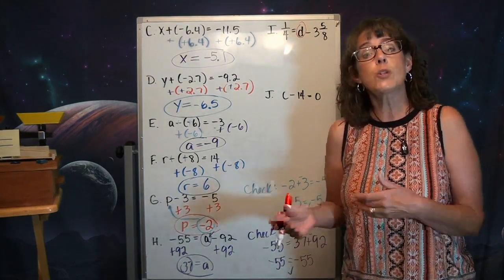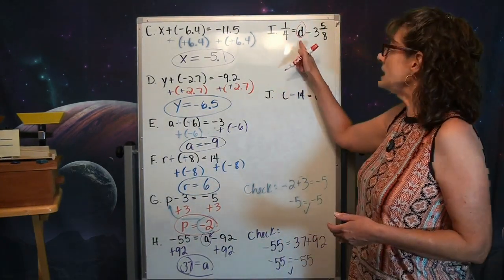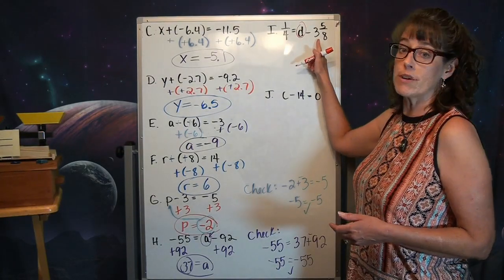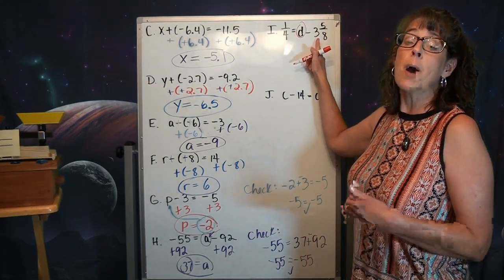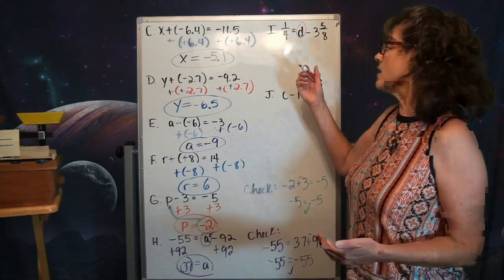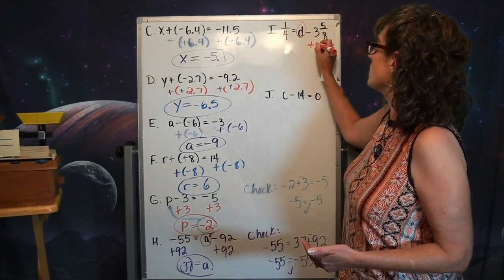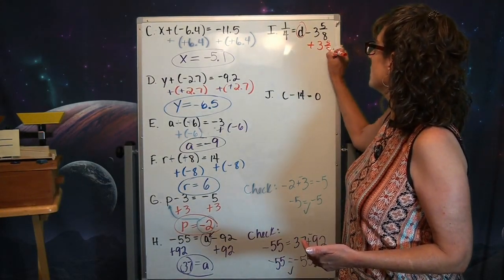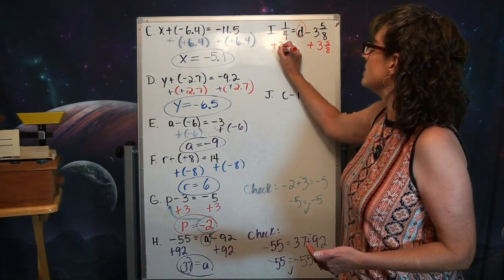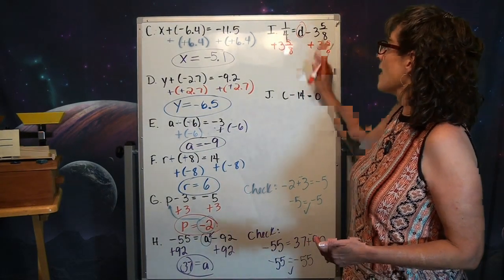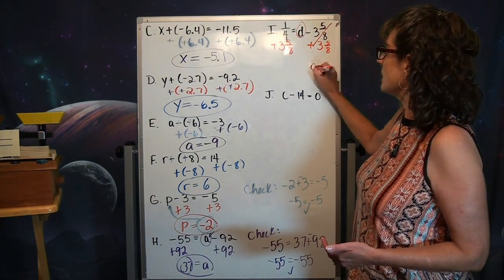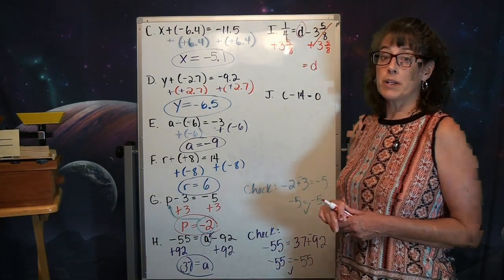So just ask yourself, what's already been done to that variable? That D, we already subtracted 3 5/8. So the opposite of subtracting 3 5/8 would be to add 3 5/8. So I'm going to add 3 5/8 here. I'm going to add 3 5/8 here. These will cancel out completely. That gets that D by itself like I wanted.